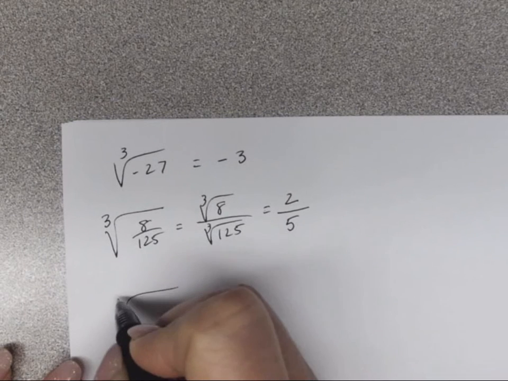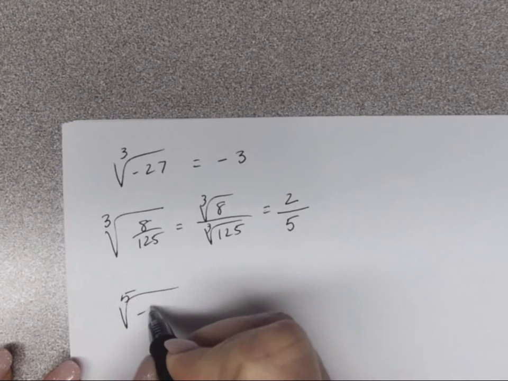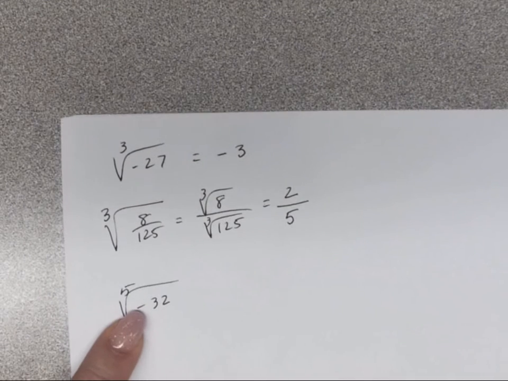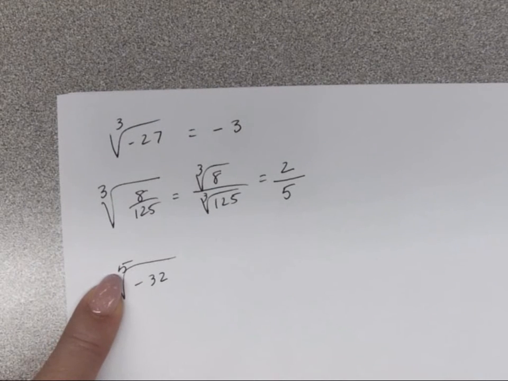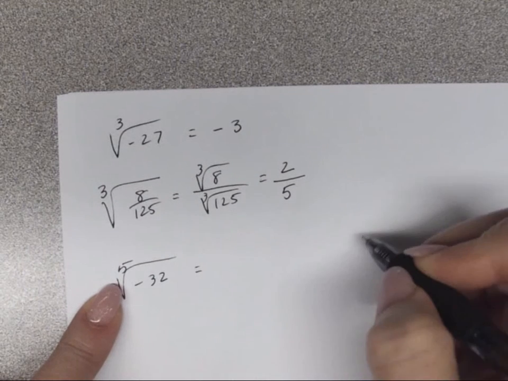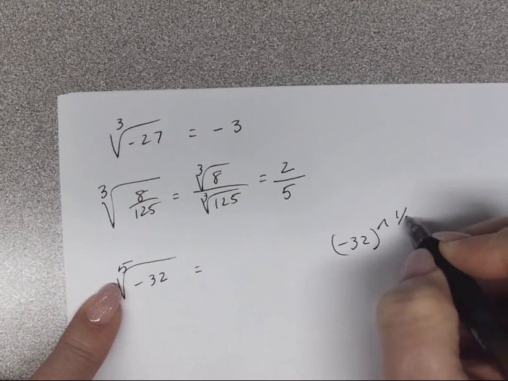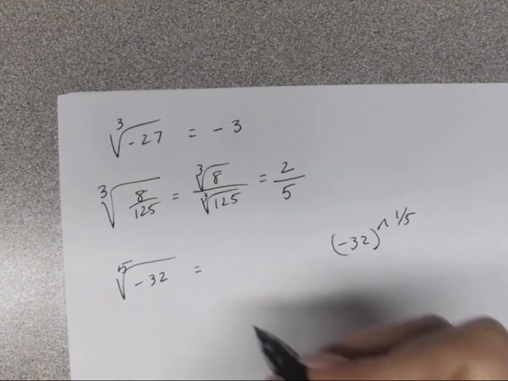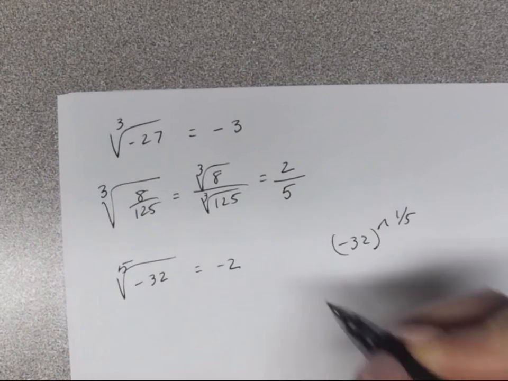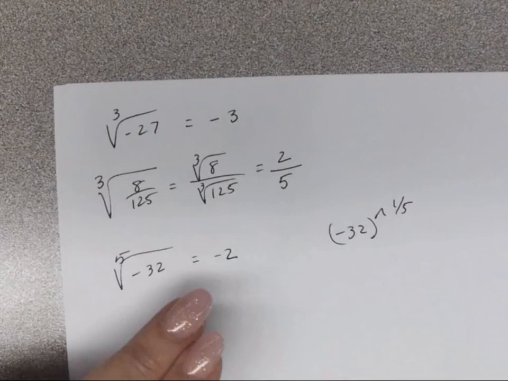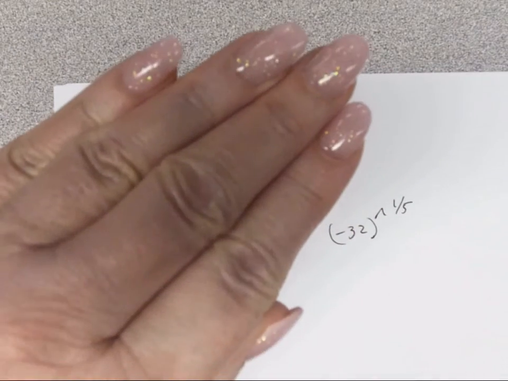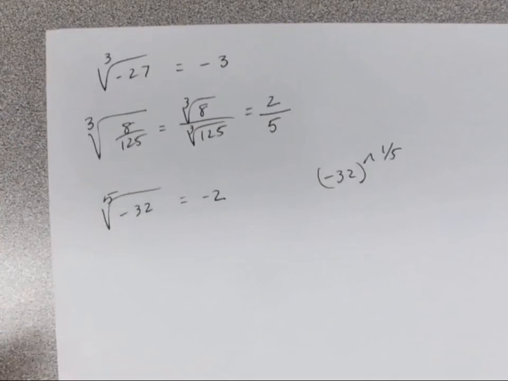All right, so we can also do the 5th root of negative 32, and we can do the negative number because it's an odd root. And remember, in your calculator, you would put it as negative 32 raised to the 1/5 power, and you'll find that it's negative 2. Negative 2 times negative 2 all the way 5 times will get you your negative 32.